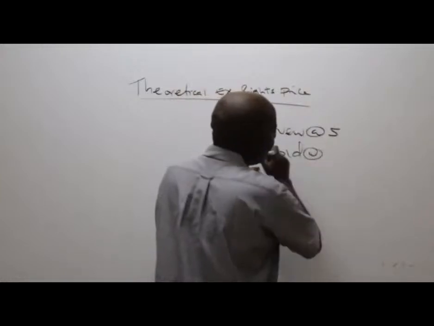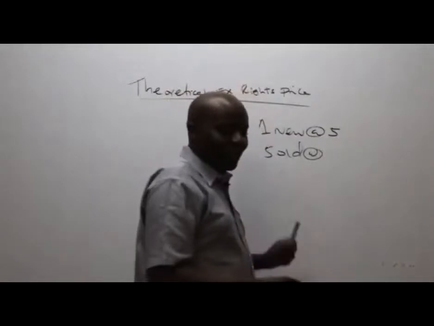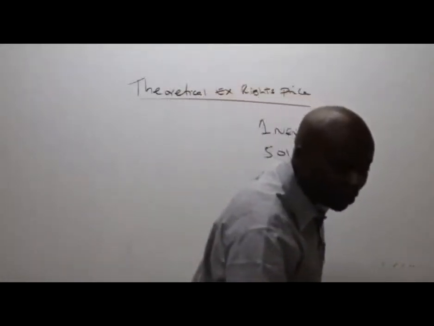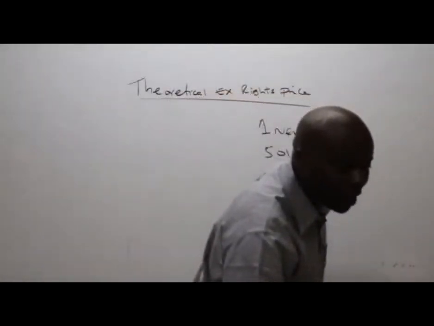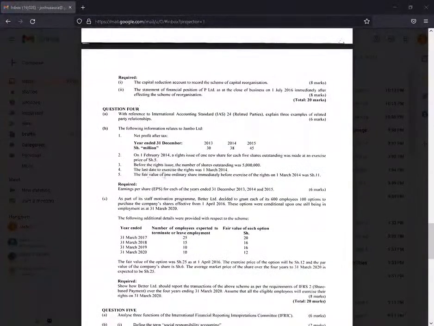And then the old shares, they'll tell you the price of these old shares. What do we have over here? They have told us in note number 5, the fair value of 1 ordinary share immediately before the exercise of the rights on 1st March 2014 was 11. So this is the price of the old shares before the rights.